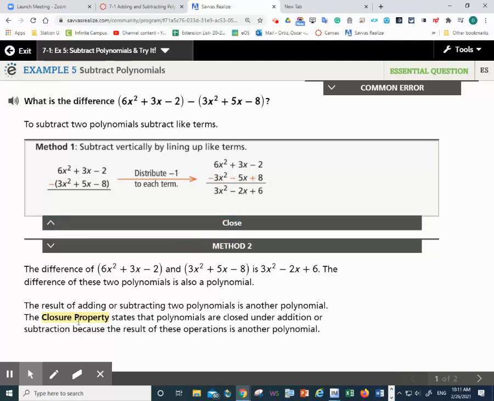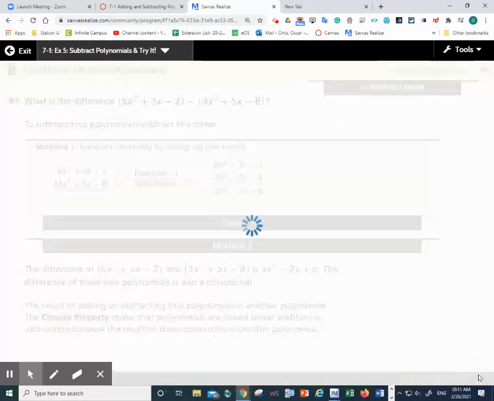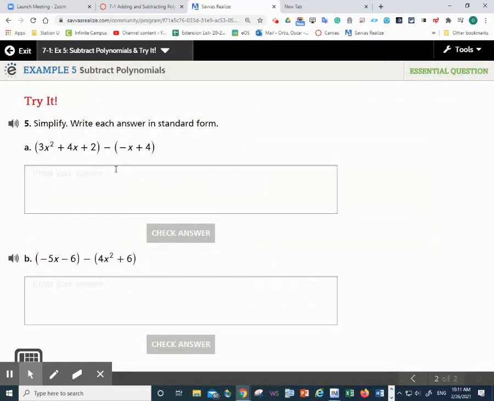Down here, there is a note saying that when you add or subtract polynomials, you always get another polynomial. That property is called the closure property. We're not going to deal with that property a whole lot, but that's it, people. So please, as always, write it in your notebook, pause the video, and after a while, check your answer.